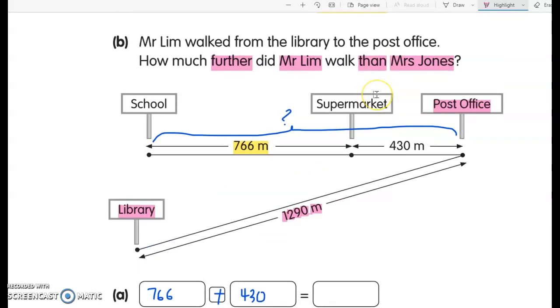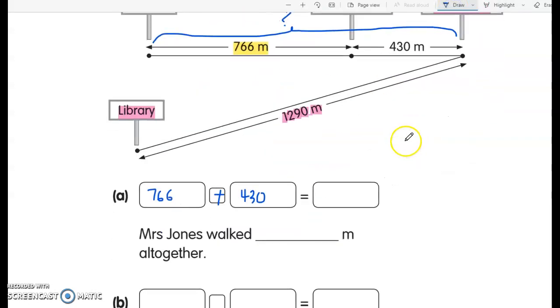Now I believe that you have tried the previous question and attempted before watching this question B. So the answer for A, you actually should get 1,196 meters. Right? Okay. So from question A, we know that Mrs. Jones walked this amount, right? So like I say, question B is comparison.